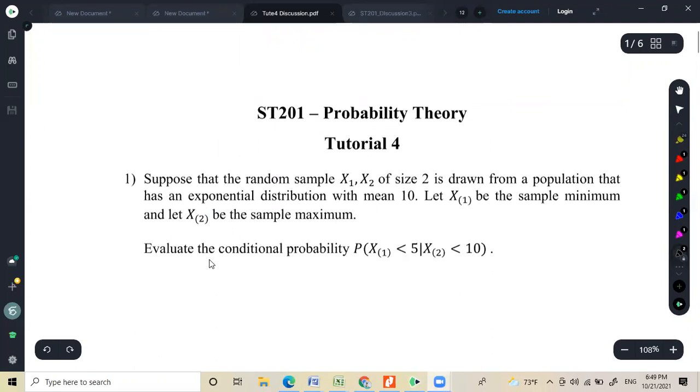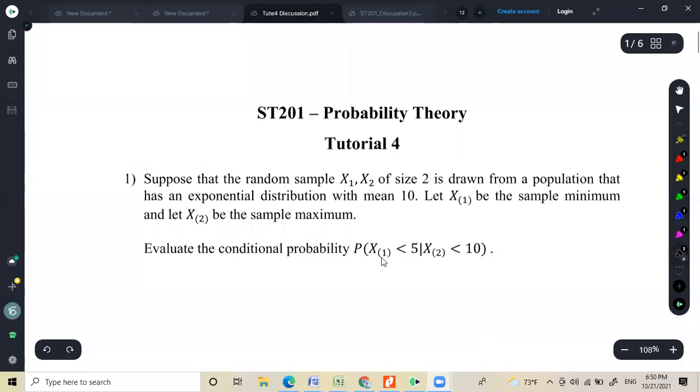So the first question: suppose that the random sample x1, x2 of size 2 is drawn from a population that has an exponential distribution with mean 10. Let x1 be the sample minimum and x2 be the sample maximum. Obviously, if you have only two values, x1 is the min and x2 is the max. You have to find the conditional probability that x1 is less than 5 given x2 is less than 10.